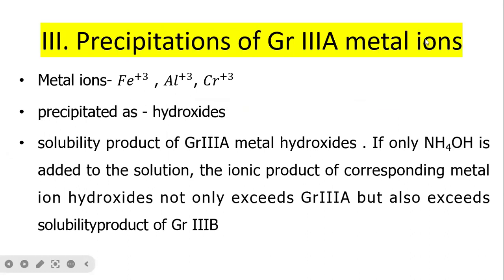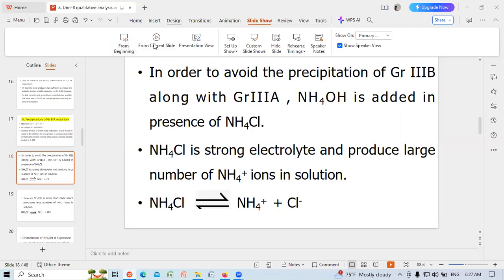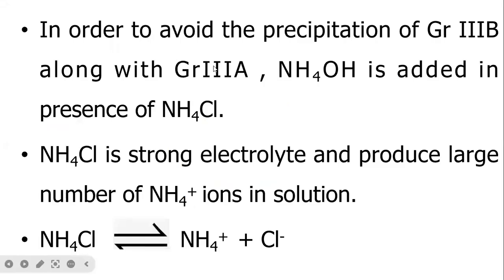Precipitation of group third A metal ions: iron, aluminum, and chromium with third positive charge precipitate as hydroxides when the ionic product exceeds the solubility product of group third A metal ions. If only ammonium hydroxide is added to the solution, the ionic product of the corresponding metal ions and hydroxide exceeds not only the solubility product of group third A, but also that of group third B. In order to avoid the precipitation of group third B along with group third A, ammonium hydroxide is added in the presence of ammonium chloride.